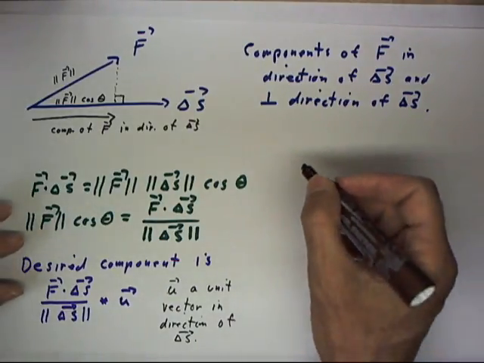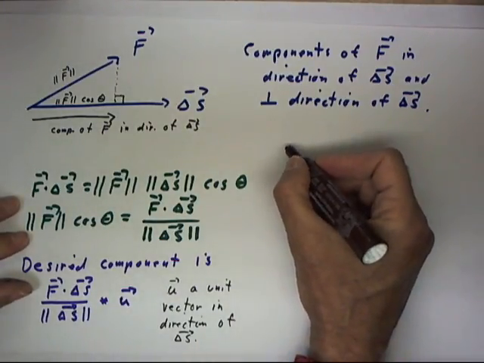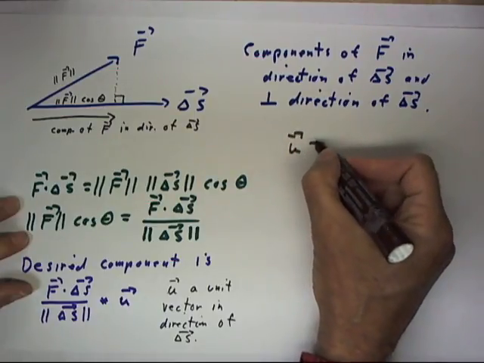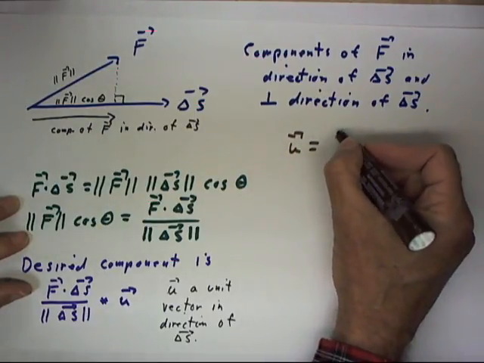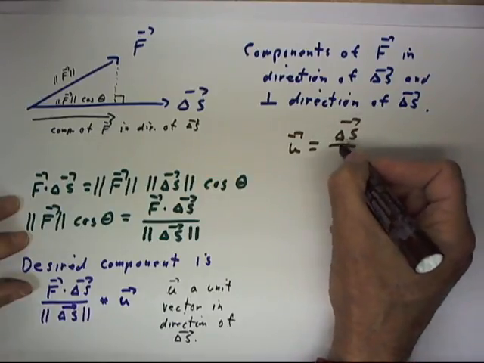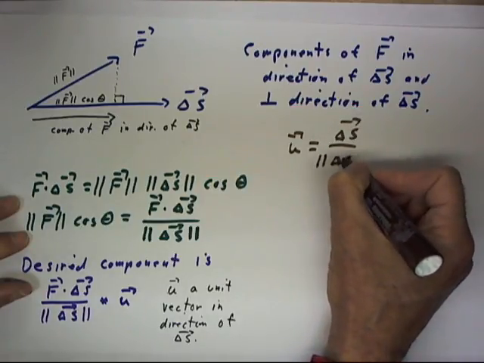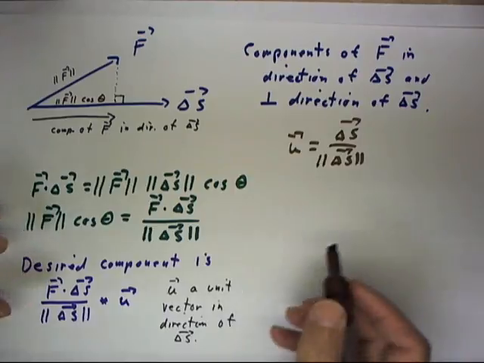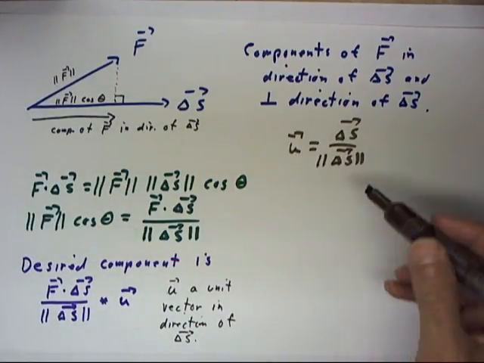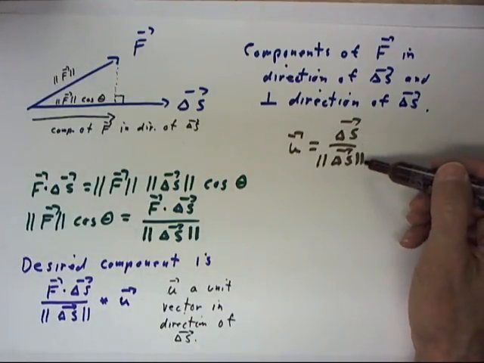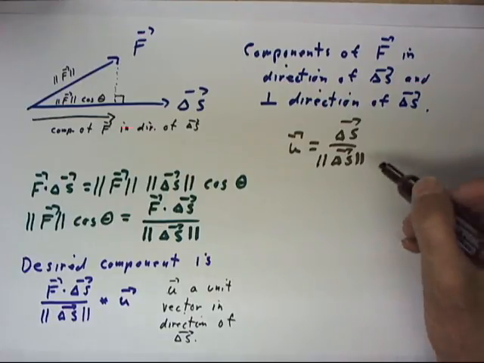Now, what is a unit vector in the direction of delta s? Well, u is just going to be delta s divided by the magnitude of delta s. To find a unit vector in the direction of a given vector, we just divide that given vector by its magnitude.